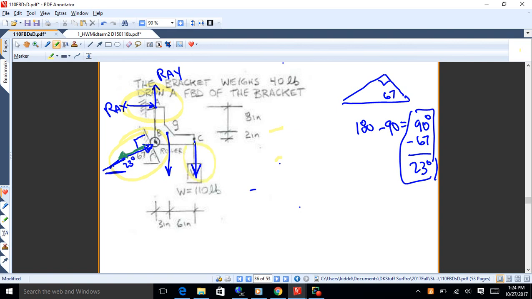And then the weight here and the weight of that bracket there, I would put in. We've got the 110-pound weight that's hanging there, and the bracket itself looks like it's 40 pounds, so I put that on there. Okay, so there's my free body diagram, as they call it, or a force diagram, or whatever you want to call it. Okay, you good with that?